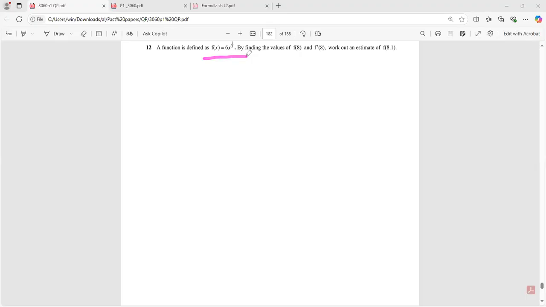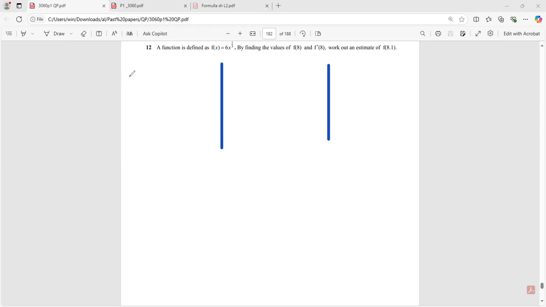Then 6x to the power of third. By finding the values of f(8) and f'(8), work out an estimation of f(8.1). Okay, so I'm going to start with f(8). Instead of x, we're going to put number 8. Then we are going to make the derivative and get f dash of 8. Let's get started.